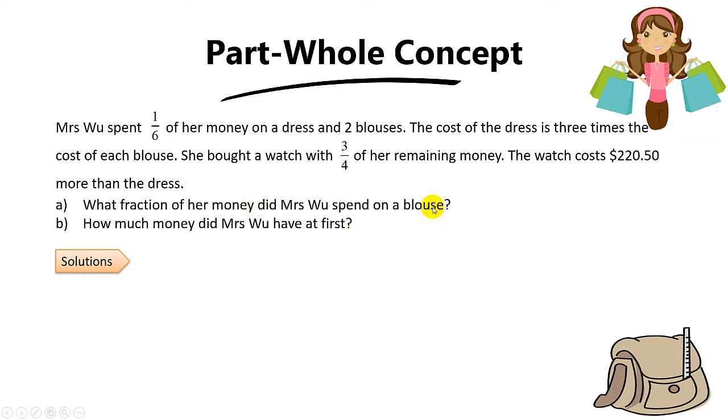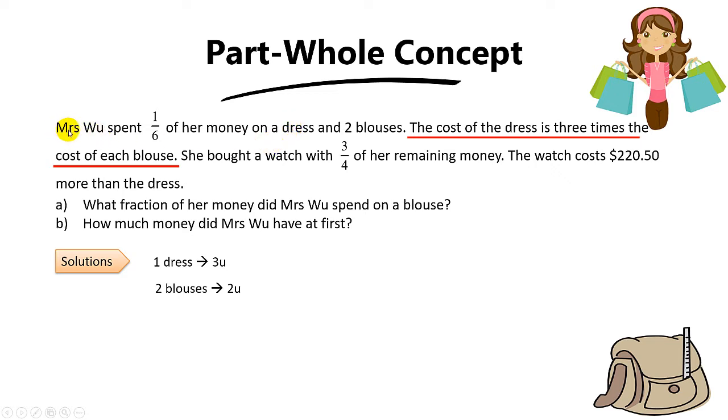Since the question says that the cost of the dress is 3 times the cost of each blouse, we can let each dress be 3 units and 2 blouses will be 2 units. Why is that so? Because each dress is 3 units, every blouse will be 1 unit, so 2 blouses will be 2 units. So 3 dress.